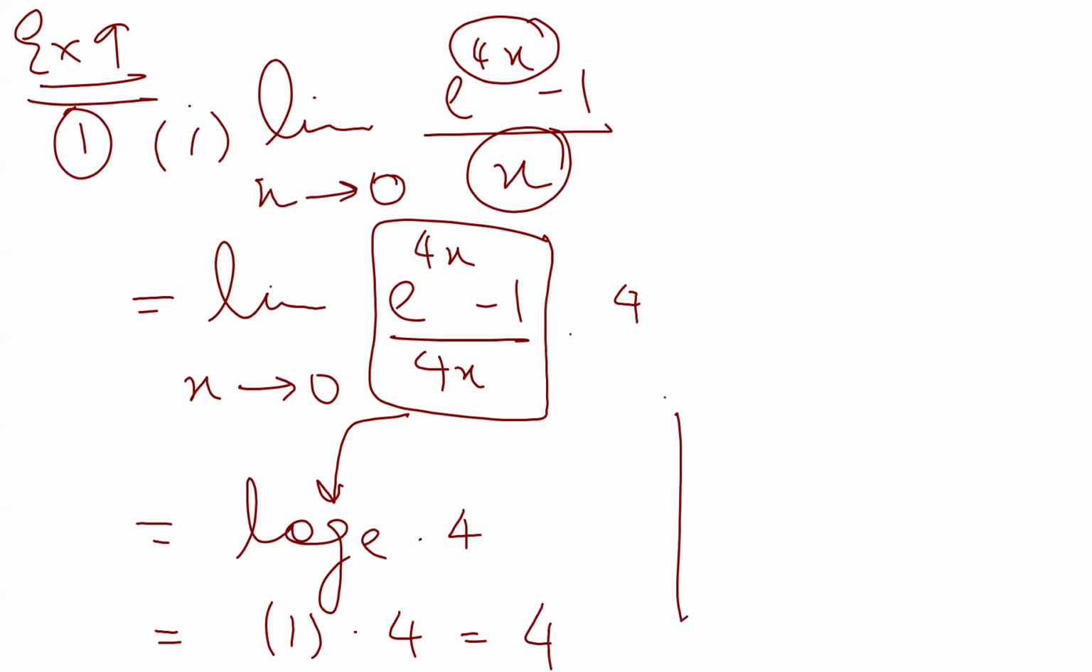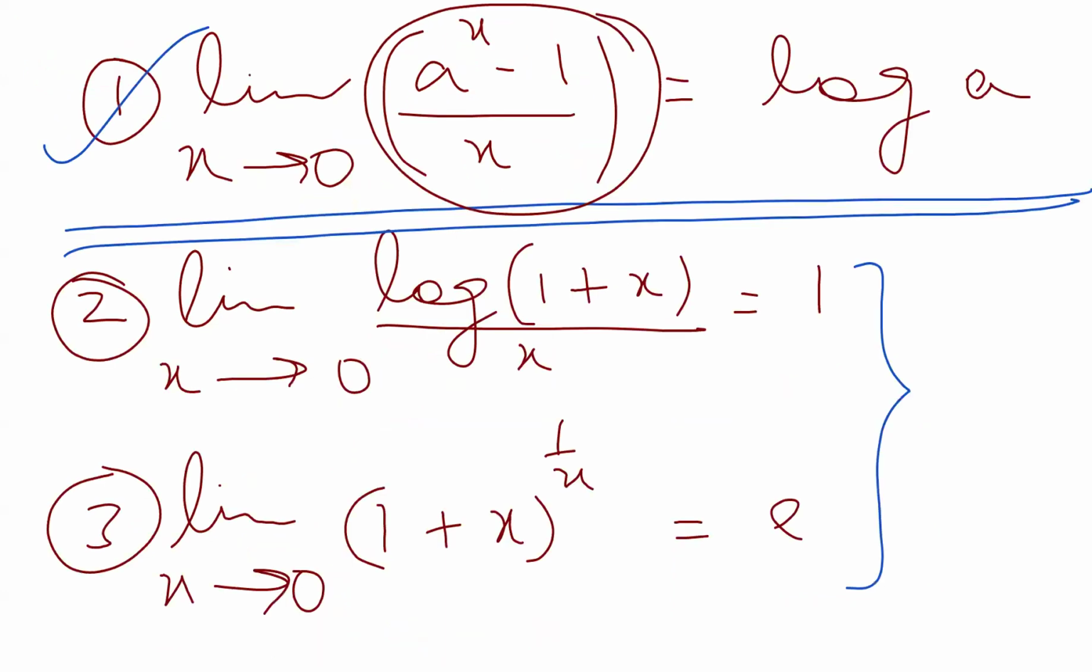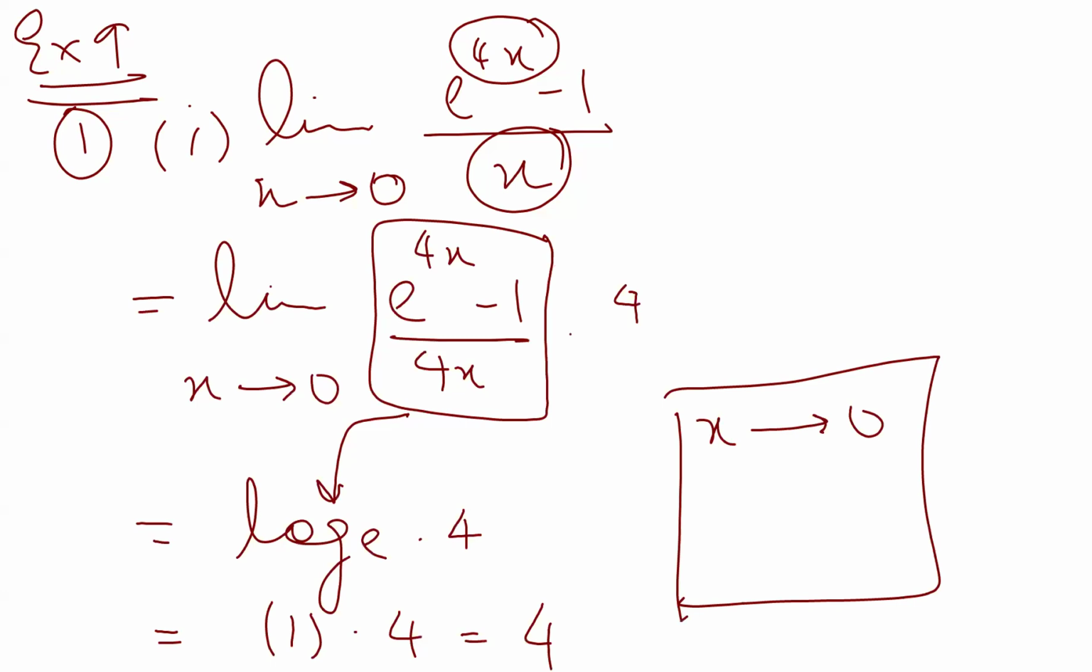But doesn't this part come in the exponential part of it? No, the formula is same. Now the format is this. That's okay. 4x also approaches 0. Since, and therefore.